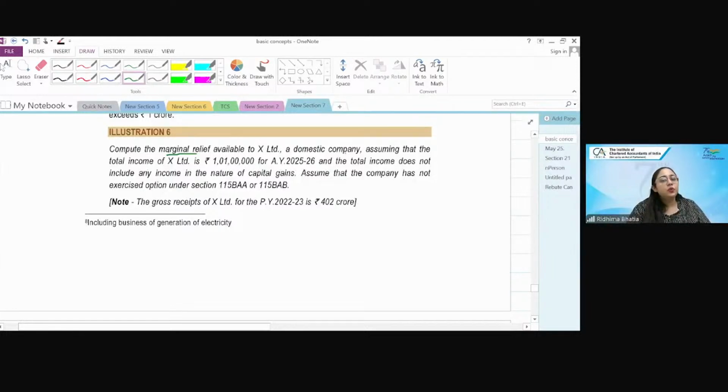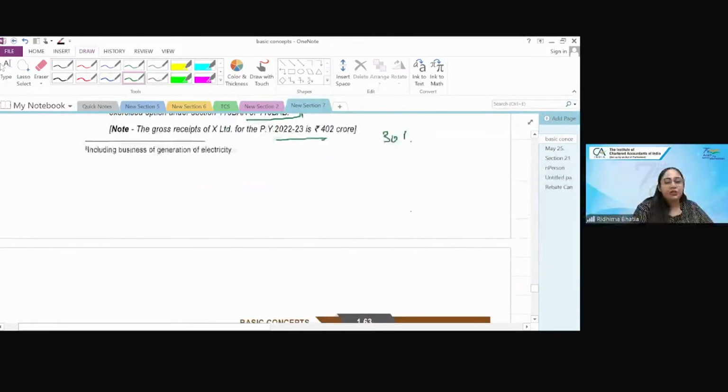Compute marginal relief available to X Limited, a domestic company, assuming that the total income is 1 crore 1 lakh for assessment year 25-26. There's no special rate income and they have not exercised any alternate regime. Gross receipt has been given to us in question. In 99% cases, the gross receipts or the turnover would be given to you in question. In case it is not given, assume it and write and assume it below 400 crore or whatever. Okay. So now since the gross receipts are more than 400 crore, applicable rate for assessment year 25-26 would be 30%. Let's compute the marginal relief.